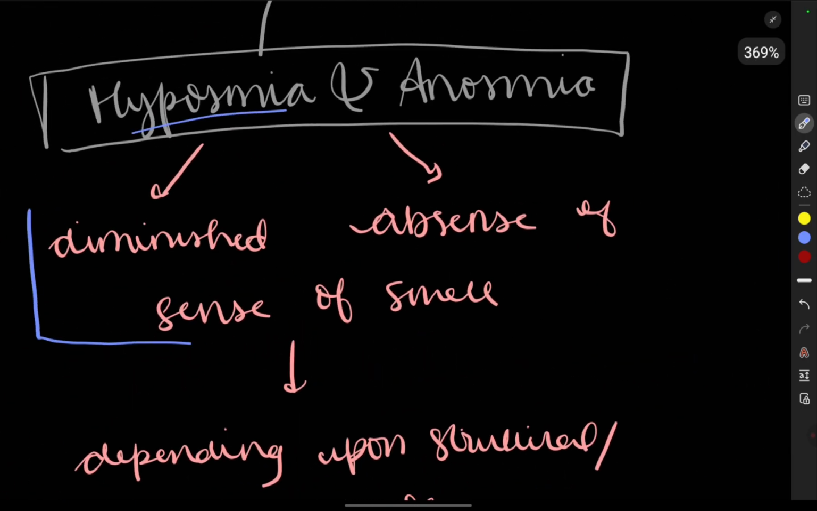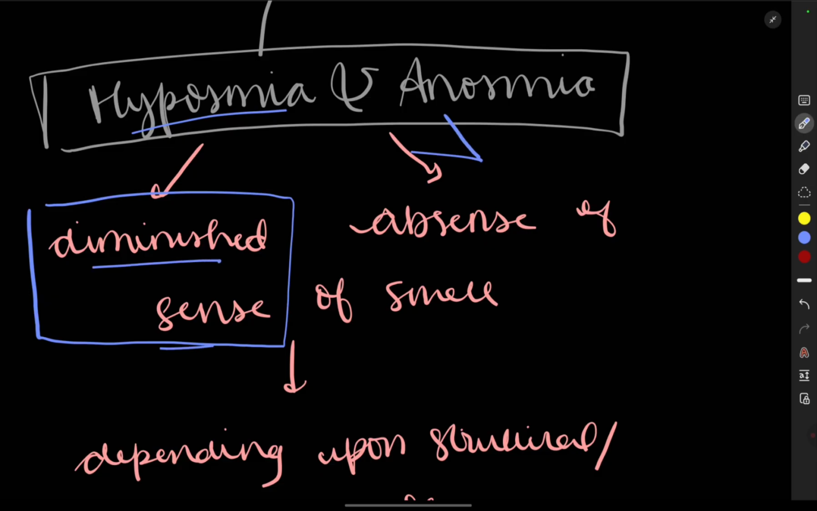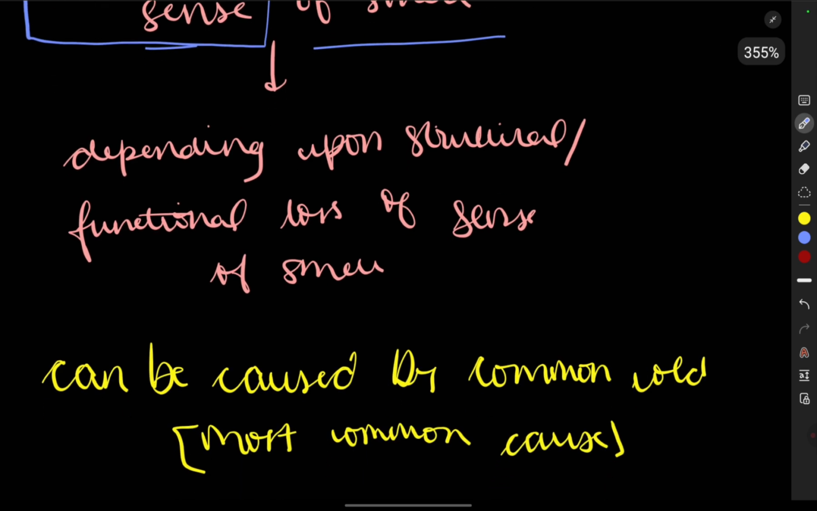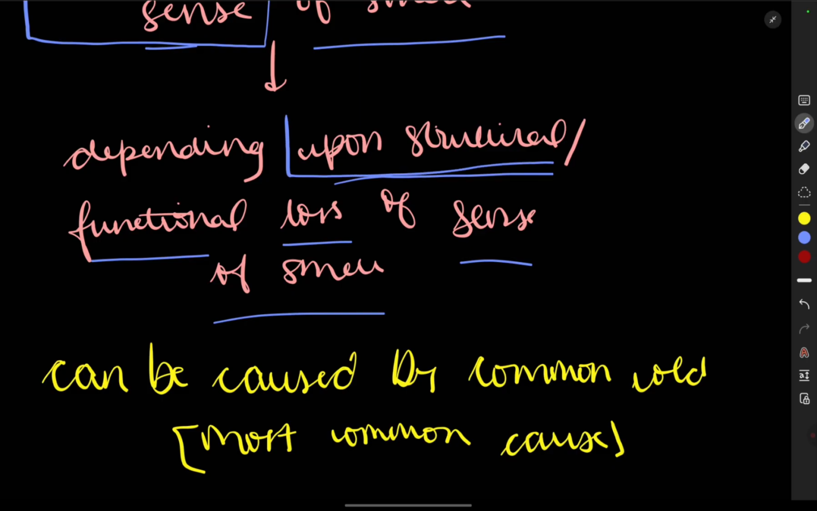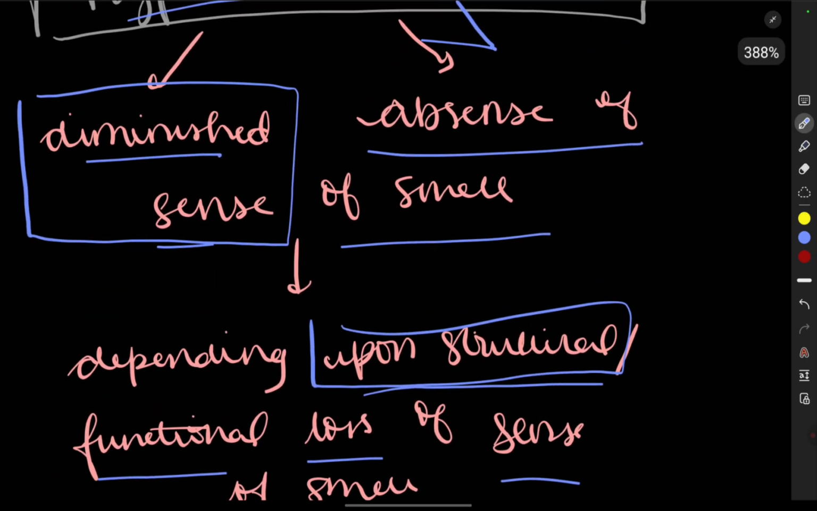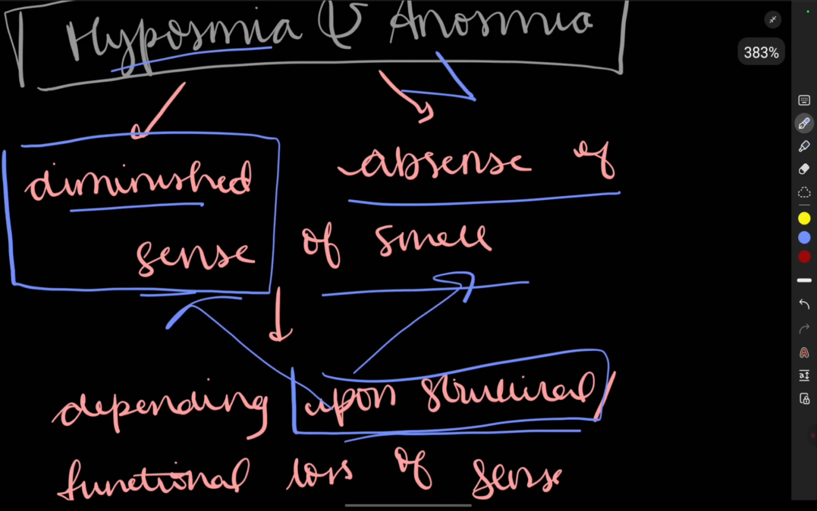Hyposmia is nothing but a diminished sense. Hypo means less, or diminished sense of smell. Anosmia, the prefix a means absent, so absence of the smell. It depends upon the structural or functional loss of the sense of smell, or the intensity of the loss. So if it is more, then it causes anosmia, and if it is less, it causes hyposmia.